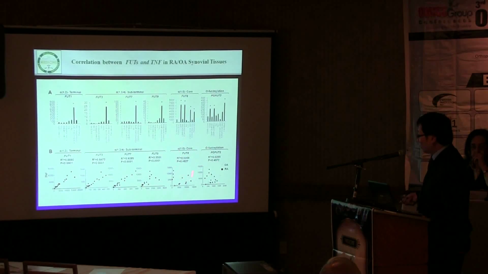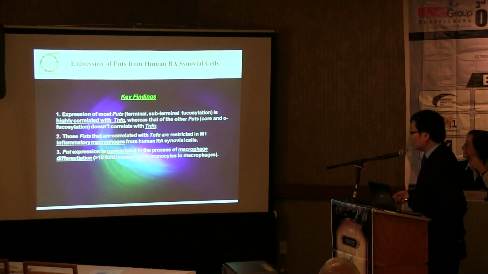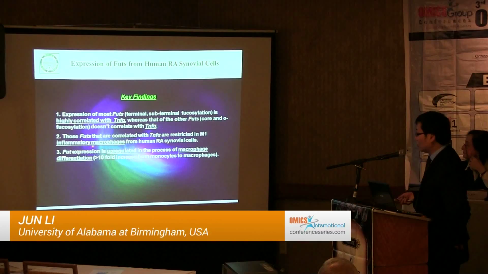And it's very interesting that all the terminal fucosyltransferases are highly correlated with TNFα level in the joint tissue. However, the core fucosyltransferases didn't exhibit the correlation at all. So this is the quick summary of the study. Expression of most FUTs, especially terminal and subterminal fucosyltransferases, is highly correlated with TNFα. However, the core fucosylation and O-fucosylation don't correlate with TNFα. And those fucosyltransferases that are correlated with TNFα are restricted to M1, inflammatory macrophage, from the human RA synovial fluid.